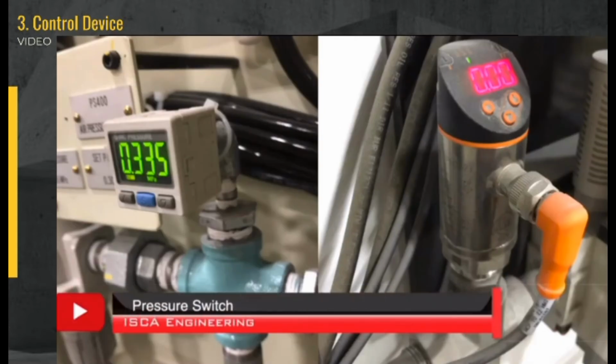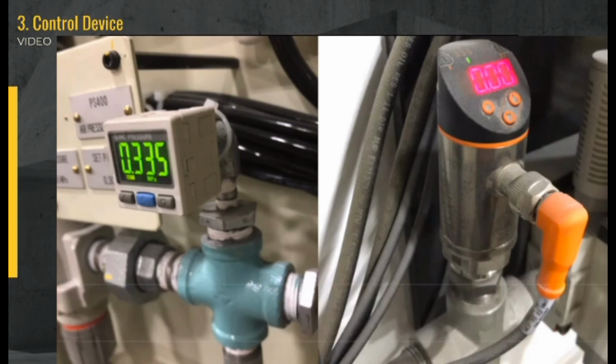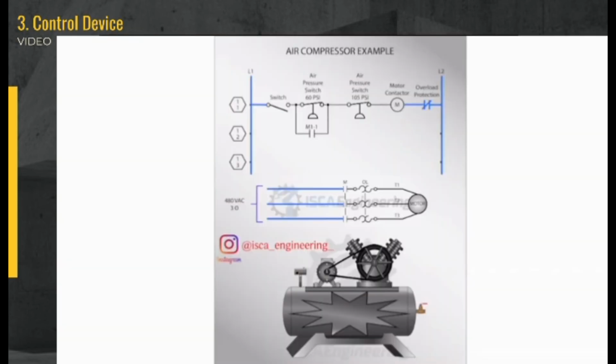Pressure switches are devices used to monitor and control systems that use pressurized fluids. When a certain pressure has been reached, depending on the set value, it will make or break a circuit. In the circuit provided, whenever the switch is closed, the compressor will turn on.